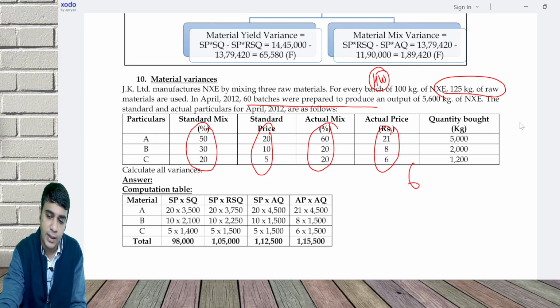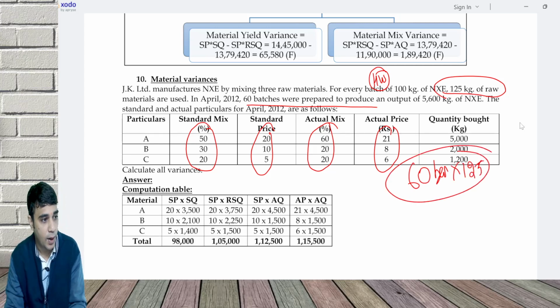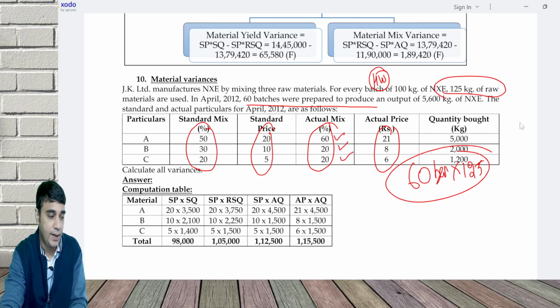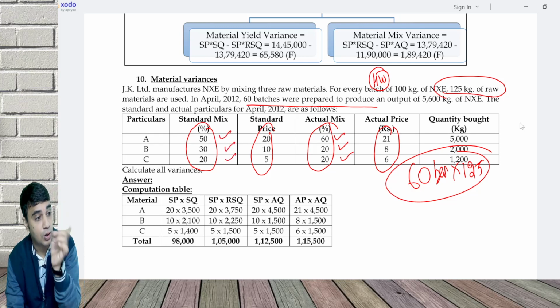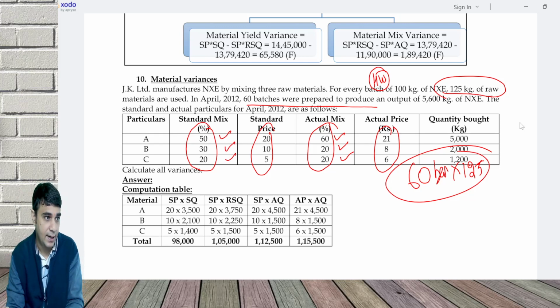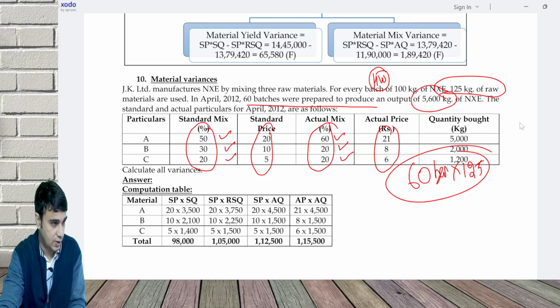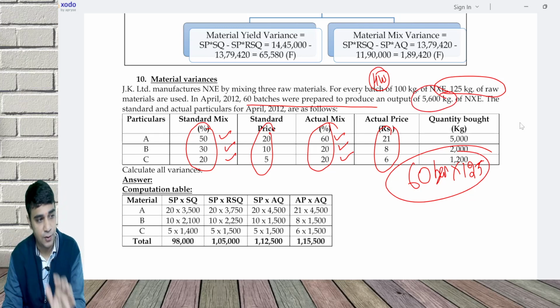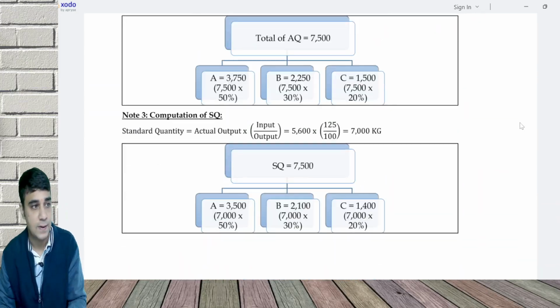So your actual material is 60 batches into 125, split in the ratio of 60, 20, 20. That is the actual quantity. Split in the ratio of 50, 30, 20, that is the RSQ. RSQ is the total of AQ in standard mix. How will you calculate SQ? For SQ calculation, 5,600 into 125 by 100 and split in the ratio of 50, 30, 20. Any doubts on this?